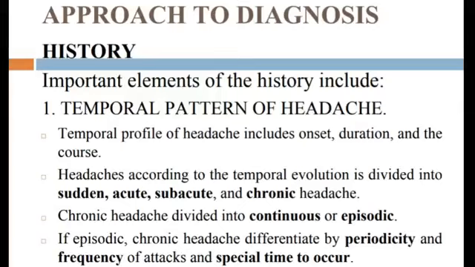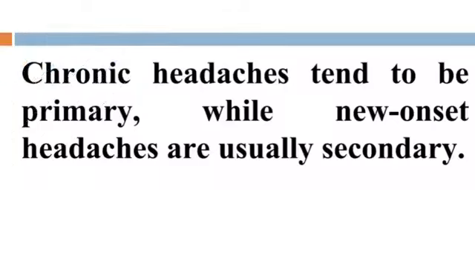Temporal. The important elements of history include: first, temporal pattern of headache. Temporal profile of the headache includes onset, duration, and the course. Headaches, according to the temporal evolution, are divided into sudden, acute, subacute, and chronic headaches. Actually, the chronic headaches tend to be primary, while new onset headaches are usually secondary.